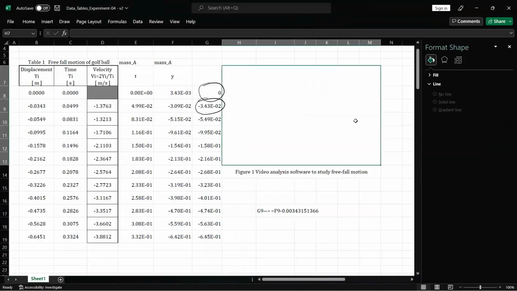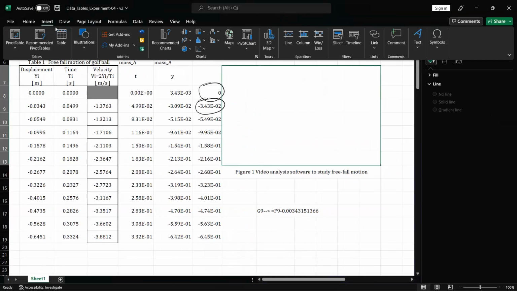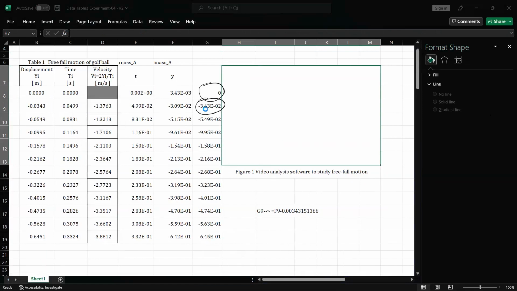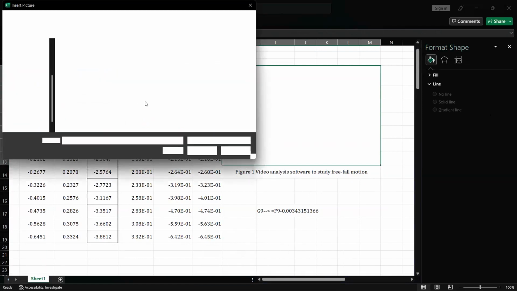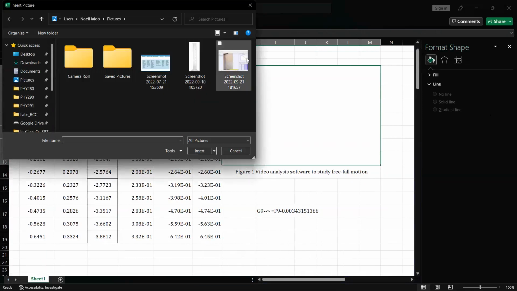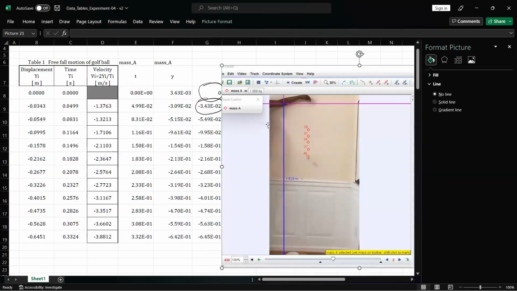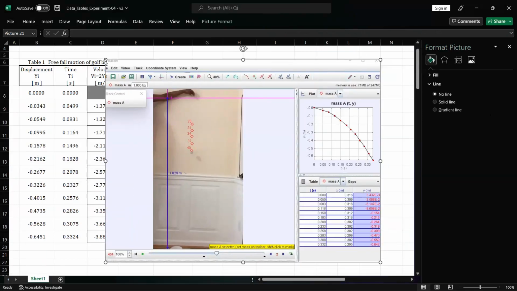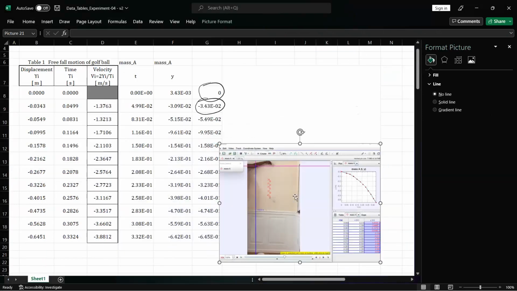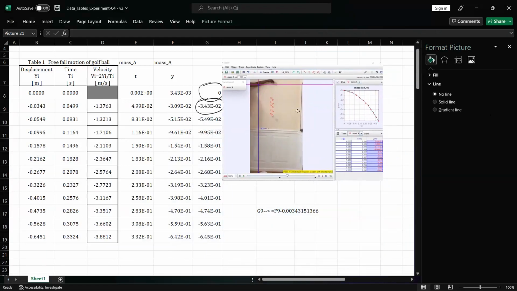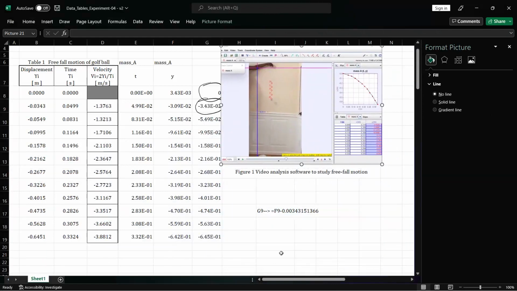Can just click and drag, or maybe if that's not working, then you can do insert, illustration, pictures, this device, and then find the picture itself. Right there. Okay, then make it smaller in size and leave it here. All right, that looks good.